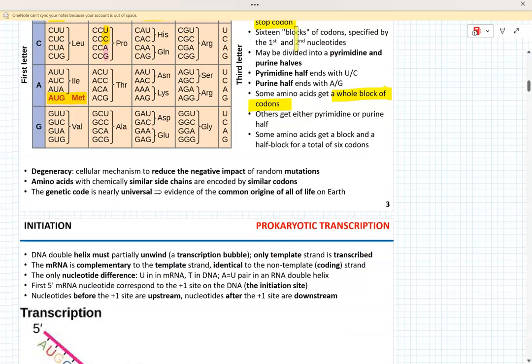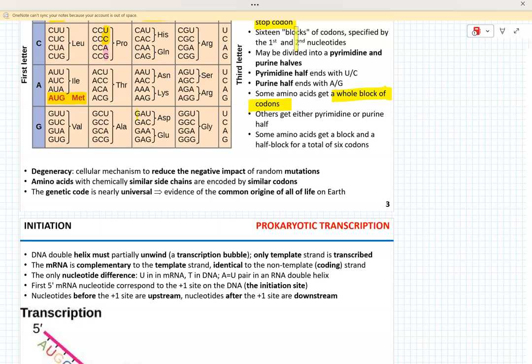We mentioned before that the genetic code is degenerate. It's quite important because it allows us to reduce the possible negative impact of random mutations. Amino acids that have similar side chains are usually encoded by similar codons.